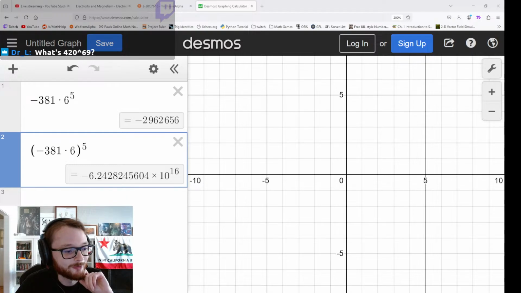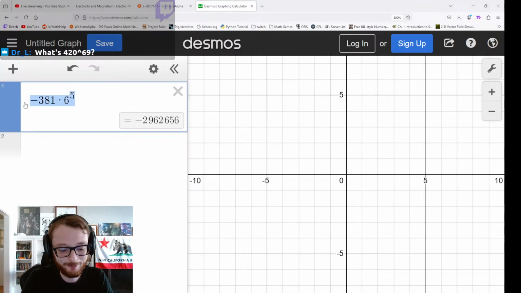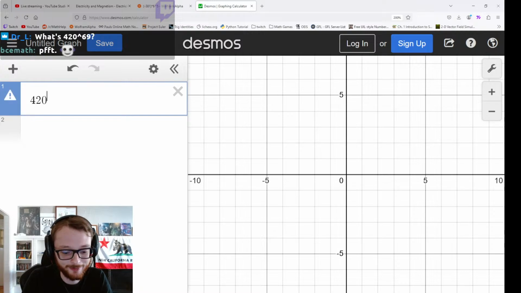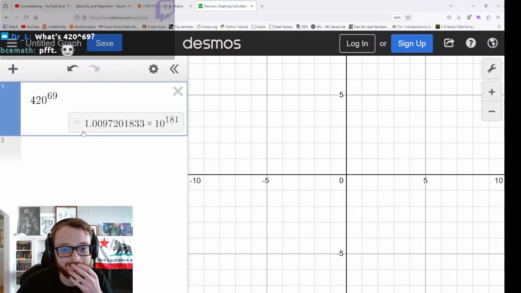Four 20 to the power of 69. Why would Overmail not give me the actual number? I don't get why it would do that. Yeah, I was hoping there'd be some kind of funny number hidden in there. Oh well.